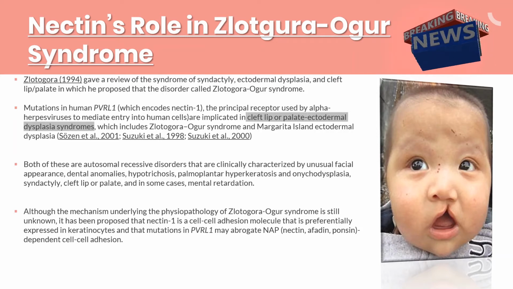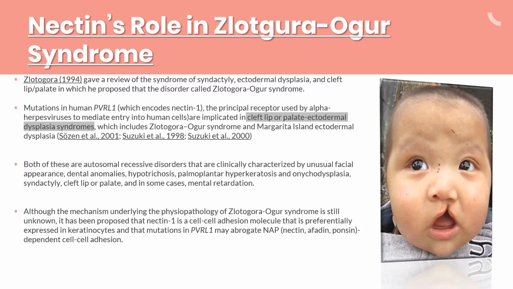And then onychodysplasia, which is variable distortion of the nail on the index finger. Syndactyly, which is two or more digits that are fused together. And then we obviously have the cleft lip or the palate, which just signifies a groove or gap in the upper lip, right? And then in other cases, you see mental retardation.